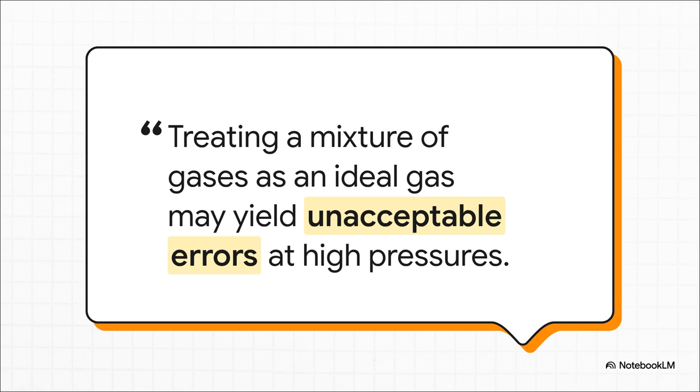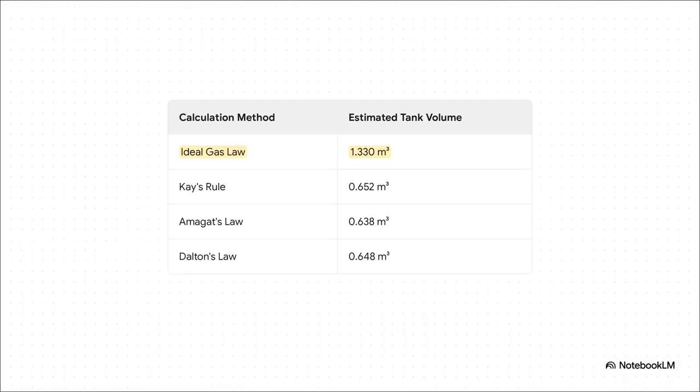And trying to use our ideal rules in that situation can lead to huge, unacceptable, and frankly, dangerous errors. And here is exactly what that error looks like in the real world. For this particular high-pressure mix, the simple ideal gas law says you need a tank that's 1.33 cubic meters. But look at the more accurate methods below it. The real volume needed is less than half that size. An error of over 100%.